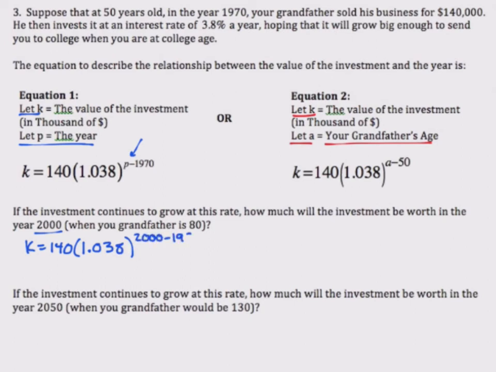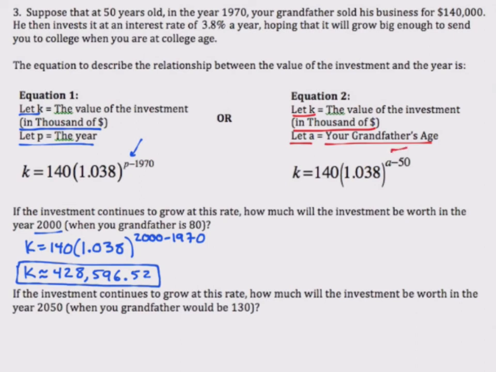2000 minus 1970. One thing I should have pointed out is that the variable K represents the value of the investment in both cases in thousands of dollars. So in thousands of dollars here and in thousands of dollars there. Awesome. So now all you have to do is use a calculator to evaluate this and find out the value of K, find out the value of the investment. And when you do that, you find that the value of the investment will be approximately $428,596.52.